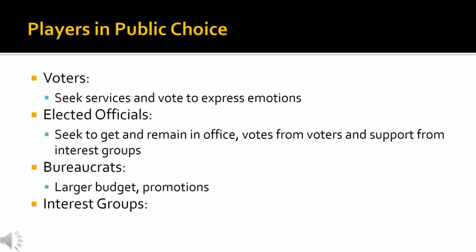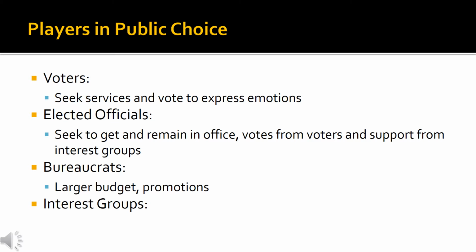So let's briefly introduce the players in public choice theory. First is the voters. The voters, obviously, are the people that are going to be voting in an election. These are the citizens in the country. What they do is they seek services, they pay taxes, and when they vote, they do so for a combination of voting in their own self-interest and voting to express emotions. One of the reasons why they're able to vote to express emotions or to express support for something or someone is the fact that one vote is very, very unlikely to change an election.